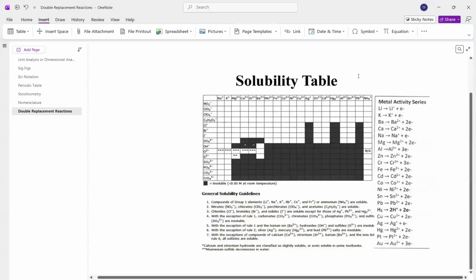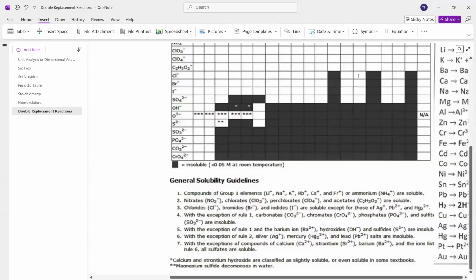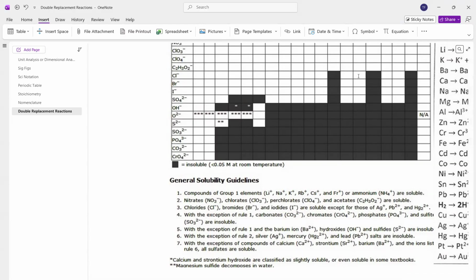Now I do things differently because I'm in charge of the class. So about 20 years ago, I decided that going by solubility rules was a pain. Most teachers make you memorize them. I don't. And to make things more visual, because a lot of learners are visual learners, I made a black and white table. And it's based on the rules.